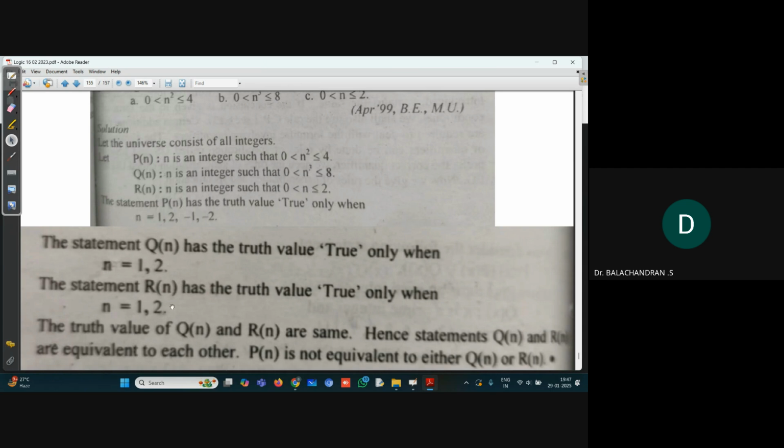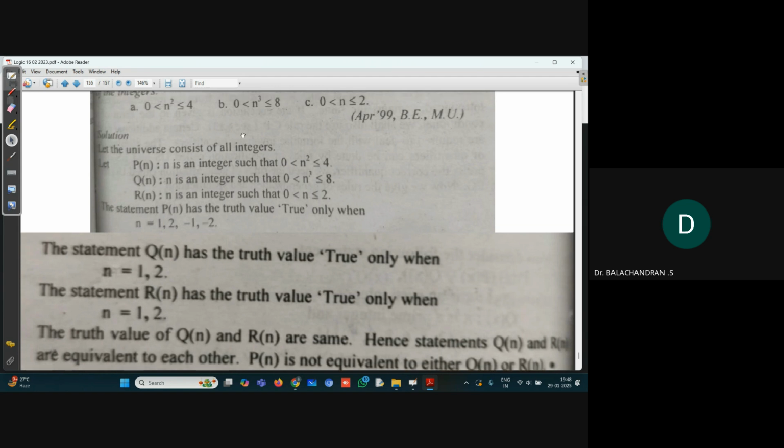2 equals 2. So the truth value of Q of n is n equal to 1, 2. Similarly, the truth value of R of n is n equal to 1 and 2. But the truth value of P of n is n equal to 1, 2, minus 1, minus 2. And hence the truth value of Q of n and the truth value of R of n are same.